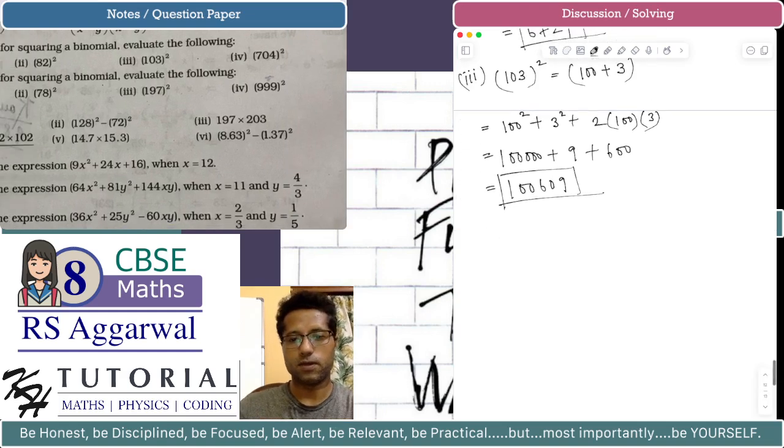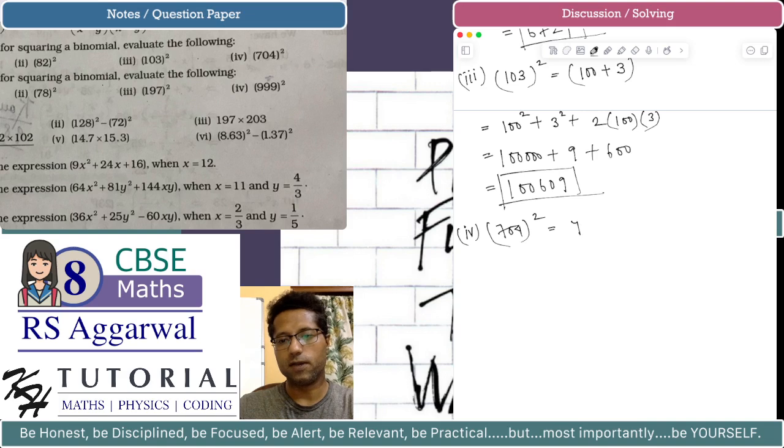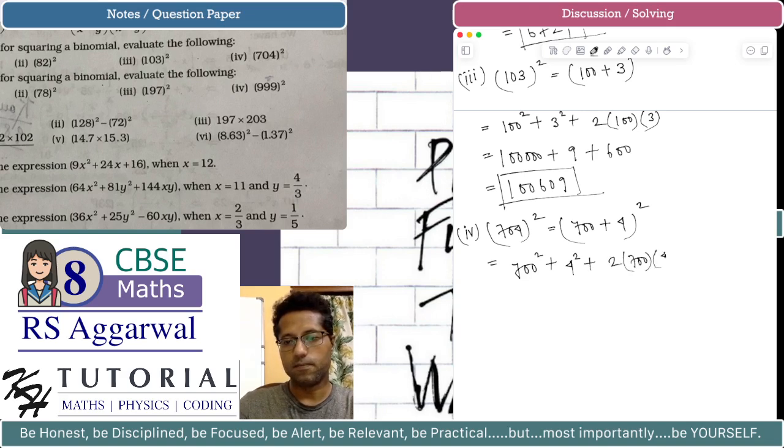The square of 704. I will write 704 as 700 plus 4, whole square. So I have the form a plus b whole square, where a is 700 and b is 4. So this is equal to a square plus b square plus 2 into a into b.